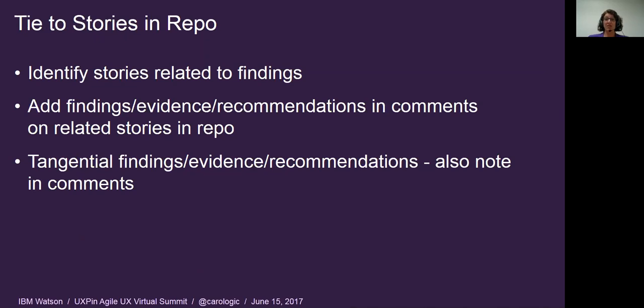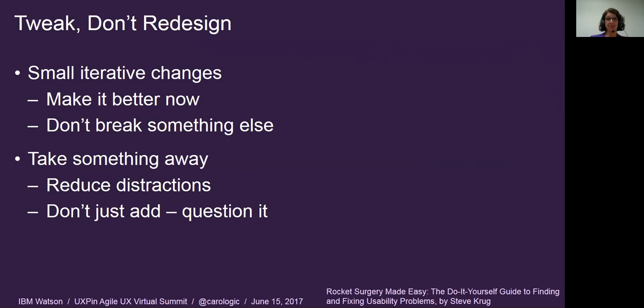If it's tangential, so for example, you were studying XYZ area of the app and someone mentioned that there were issues with this other thing, make sure you mention that that's not really what you were focused on in this study, that it was tangential, but it's still interesting and of note. And then again, put it into the comments so that it's recorded in the right place, so that when people are doing the work to make that story happen, they have all the information they need.